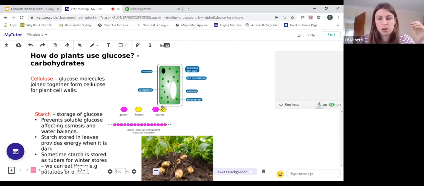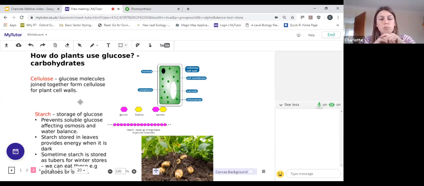Sucrose is another type of sugar, so that's two sugars joined together. And then a polymer of glucose, so lots and lots of glucose all joined together in a row, is starch or cellulose. Both starch and cellulose are lots of molecules of glucose all joined together, so they're a polymer. Cellulose we'll talk about first.